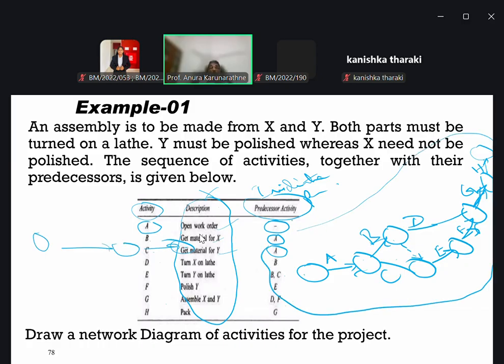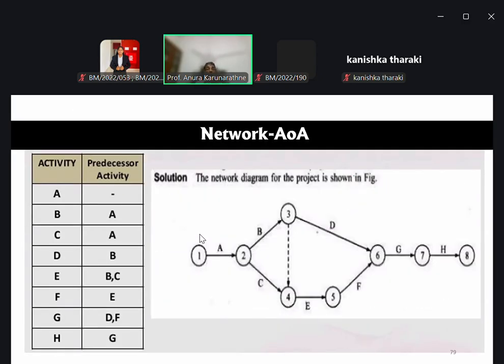If you go to here, start from A. It has no immediate predecessor, so we can start A. Then after coming here, B and C after completing A, so we can go for the activity B and C.